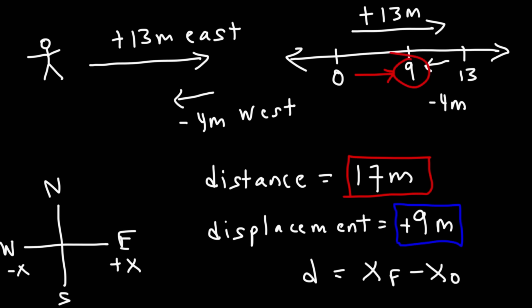So hopefully this example gave you a good understanding of the difference between distance and displacement. Remember, distance is a scalar quantity. It's always positive. And displacement is a vector. It has both magnitude and direction. Now let's talk about the difference between speed and velocity. Remember, speed is a scalar quantity, but velocity is a vector quantity. Speed has magnitude only, but velocity has both magnitude and direction.